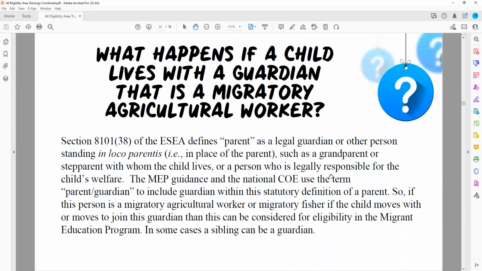Another question, what happens if a child lives with someone, a guardian that is a migratory agricultural worker? In migrant ed, we just define a parent as a legal guardian or another person who's standing in place of the parent, such as a grandparent, step-parent, could be a brother or sister. So if they are moving with that guardian and that guardian is a migratory agricultural worker, then yes, they also could possibly be eligible for the program if they meet the other criteria.